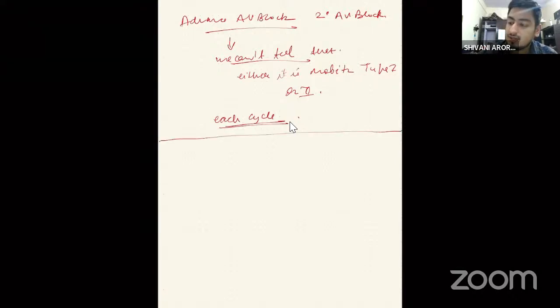Suppose this is a P wave, then this is QRS, then T, then another P wave, and there is this skip QRS, then P wave, QRS, T, another P wave, and skip QRS. So this would be a 2:1 AV block.